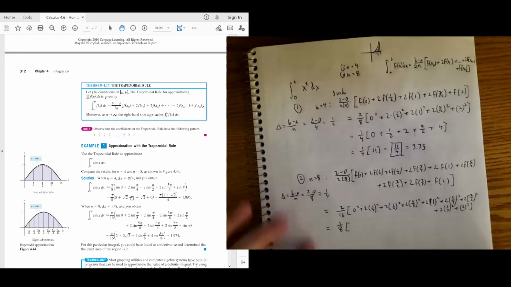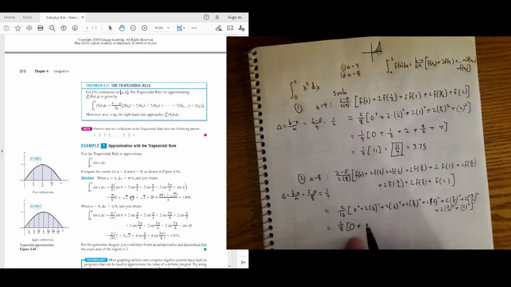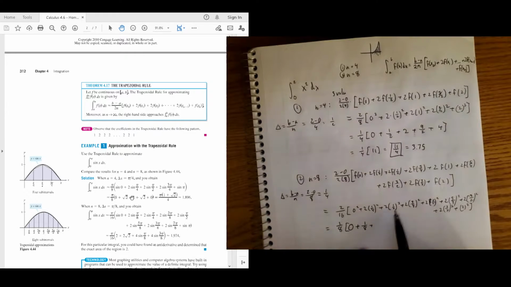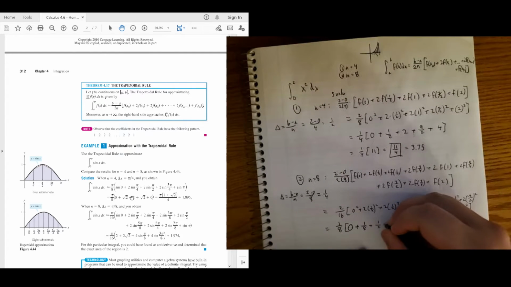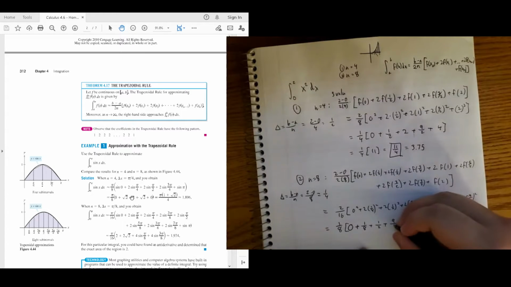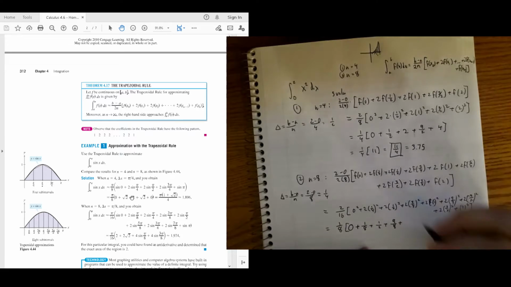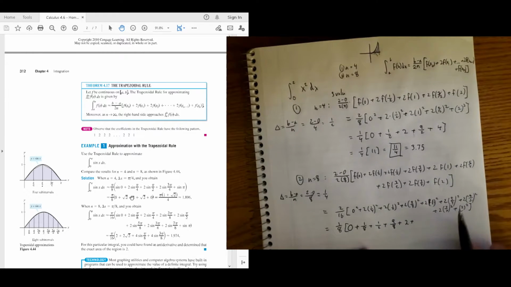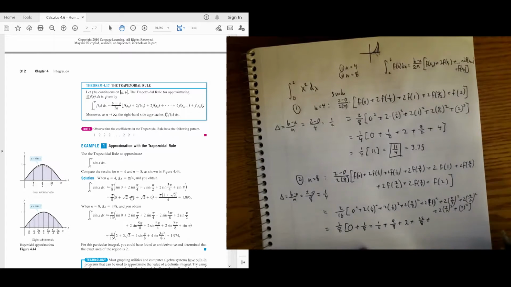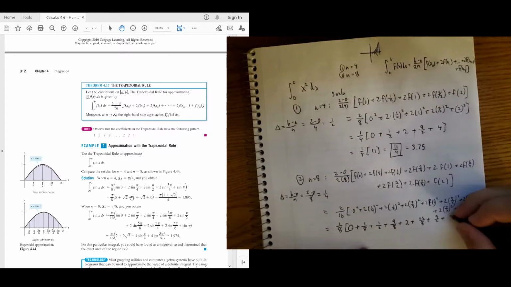So 1/8 times, okay, so 0 squared is 0. 1/4 squared would be 1/16 times 2 would be 1/8. 1/2 squared is 1/4 times 2 would be 1/2. 3/4 would be 9/16 times 2 would be 9/8. 1 squared is 1 times 2 would be 2. 5/4 would be 25/16 times 2 would be 25/8. 3/2 would become 9/4 times 2 would be 9/2. 7/4 would be 49/16, which would be 49/8. 2 squared is 4.